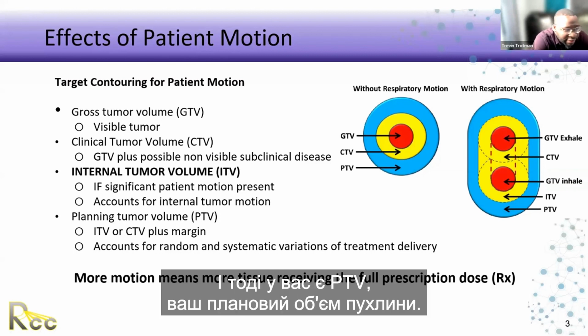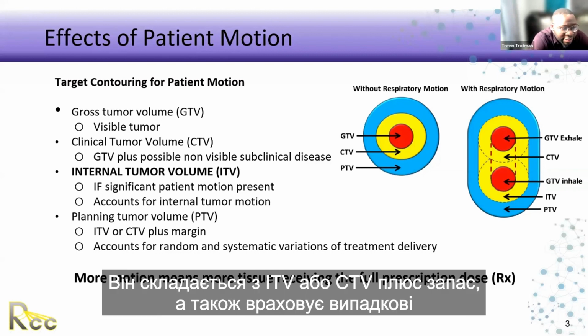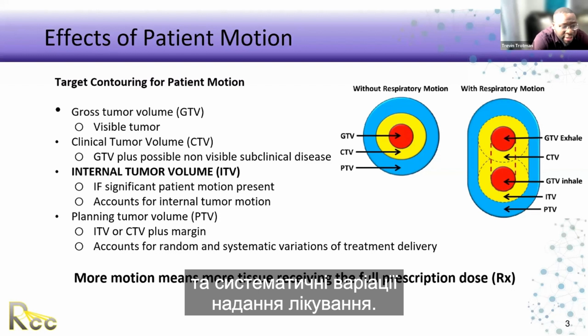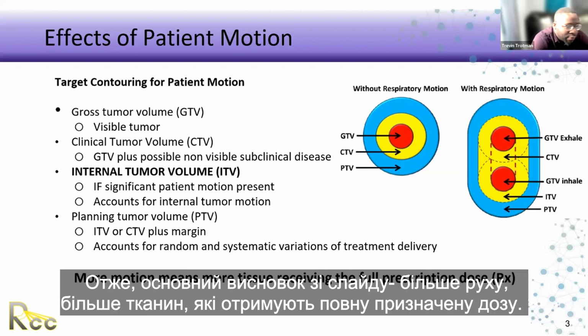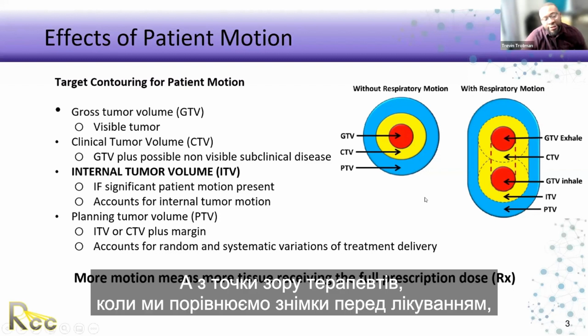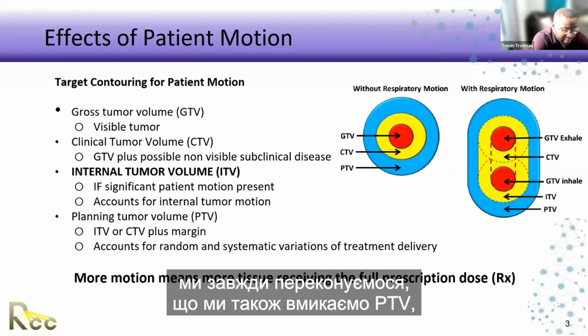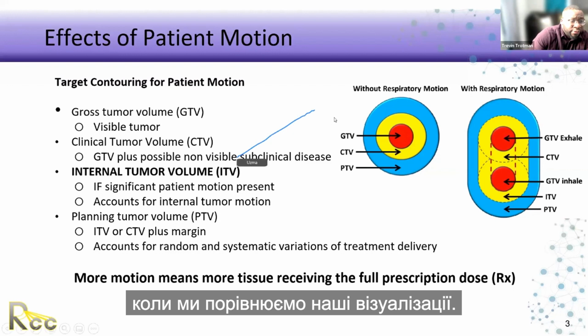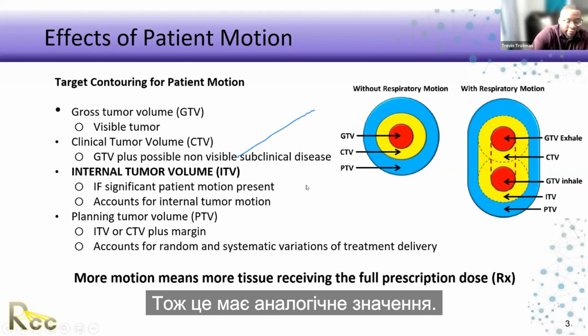And then you have your PTV, your planning tumor volume. It consists of your ITV or your CTV plus margin, and also accounts for random and systematic variations of treatment delivery. So basically, the big takeaway from the slide is more motion means more tissue receiving the full prescription dose. And in terms of RTs, when we're matching on the treatment units, PTV is one thing that we always make sure we turn on when we're matching on our imaging as well. So that's significant too.